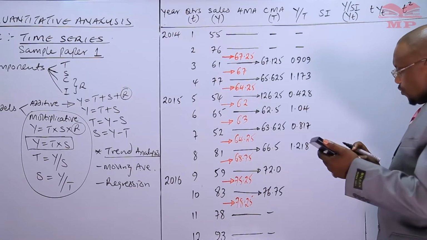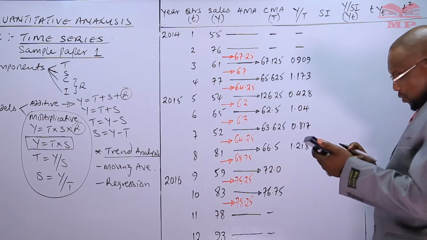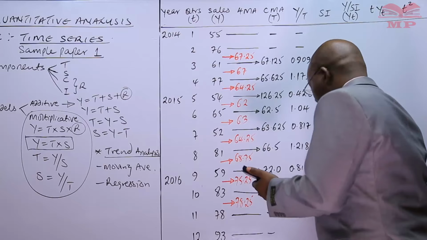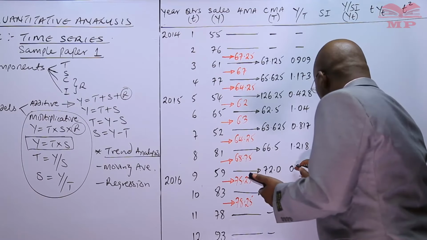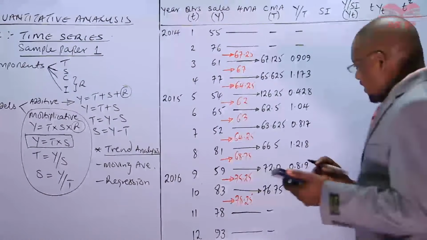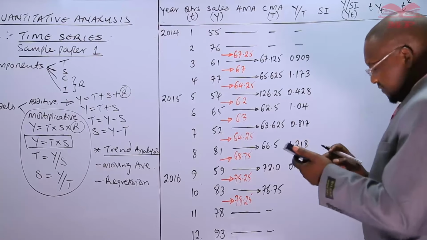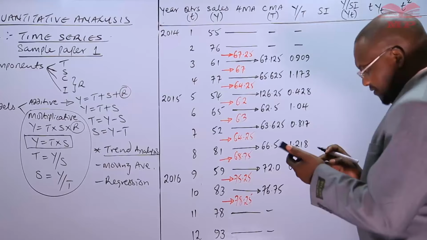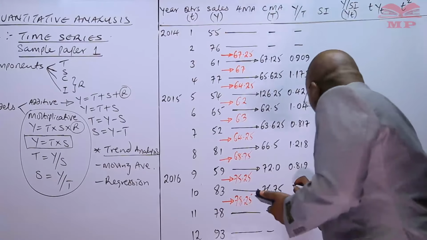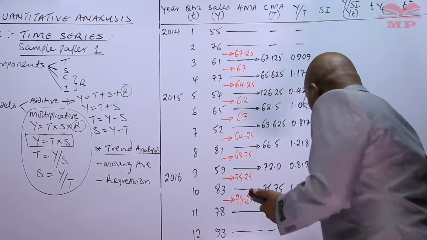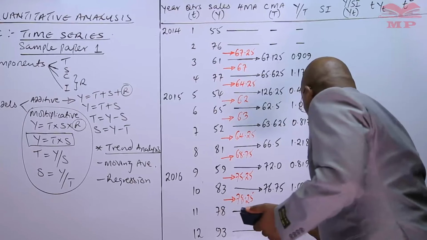59 divided by 72, this is 0.819. Then you have 83 divided by 76.75, this is 1.081. Then the rest are dashes.